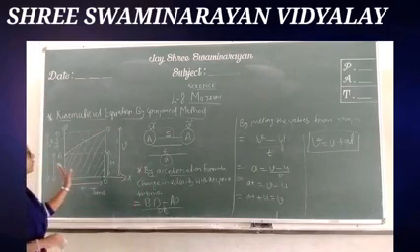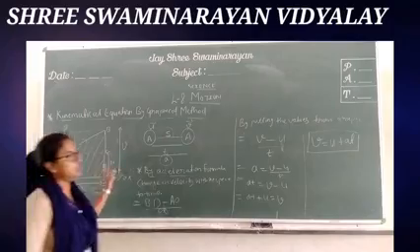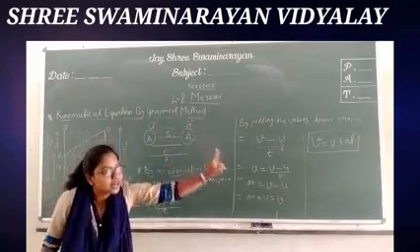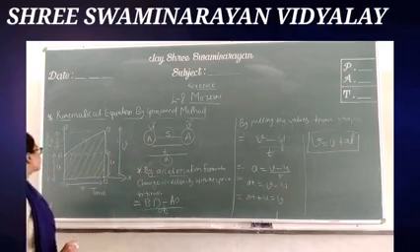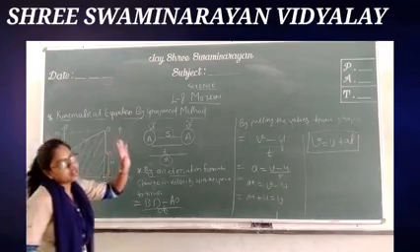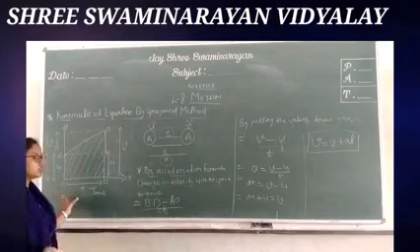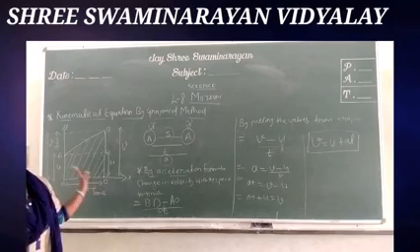So this one is the graphical method of kinematic equation number 1, that is v is equal to u plus at. It is very simple, you just have to put the values from the graph. Once you have understood the graph, it is so easy for you.